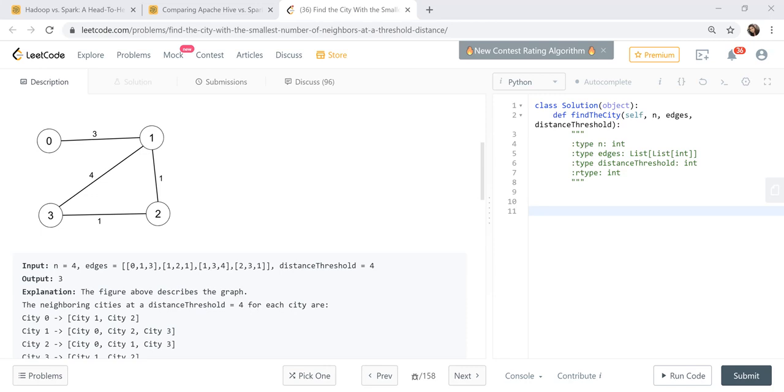Next, you consider 0 to 2. Now you have to consider 0 to 2 with one of the intermediates, either 1 or 3. For 1, you will check whether the path from 0 to 1 plus 1 to 2 is less than the direct path. So there's no direct path. The only path to reach there is 0 to 3 plus 1 plus 2.